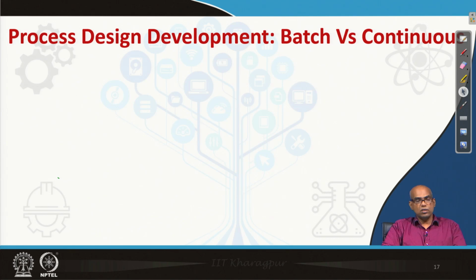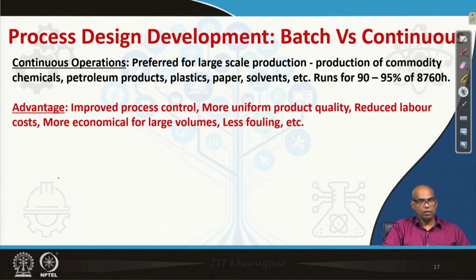So, when you create a process, we have to decide whether the process will be operating as batch or continuous. Continuous operations are preferred for large scale production, such as production of bulk chemicals or commodity chemicals, petroleum products, plastics, paper, solvents, etc.